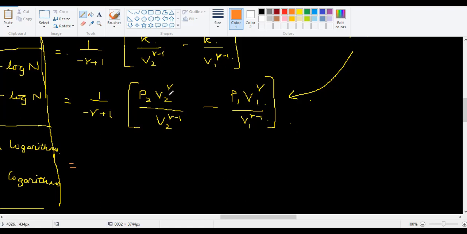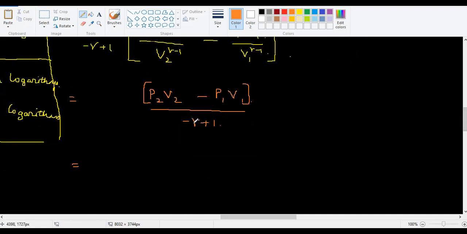I'm going to cancel this on this. So this is 1 power less than this. This is like x power 5 and this is x power 4, which means I'll be getting x. Same thing here. So I'm going to write this as P2 V2 minus P1 V1 divided by minus gamma plus 1.